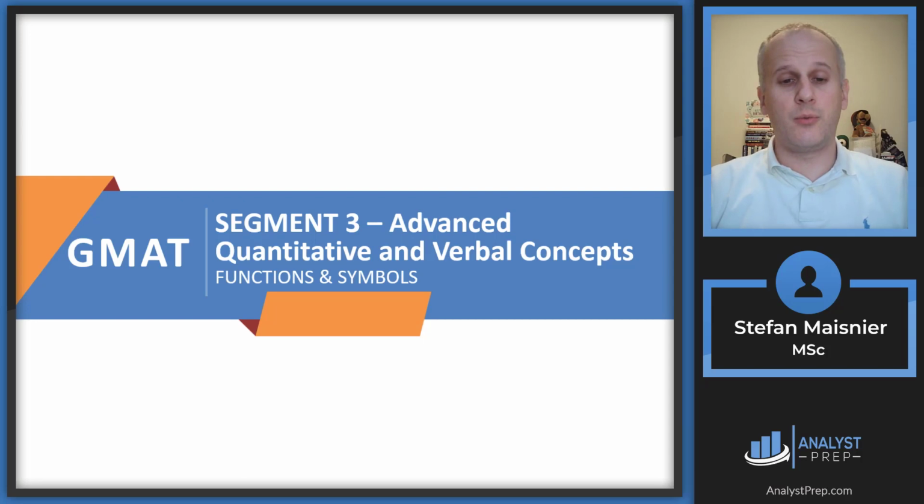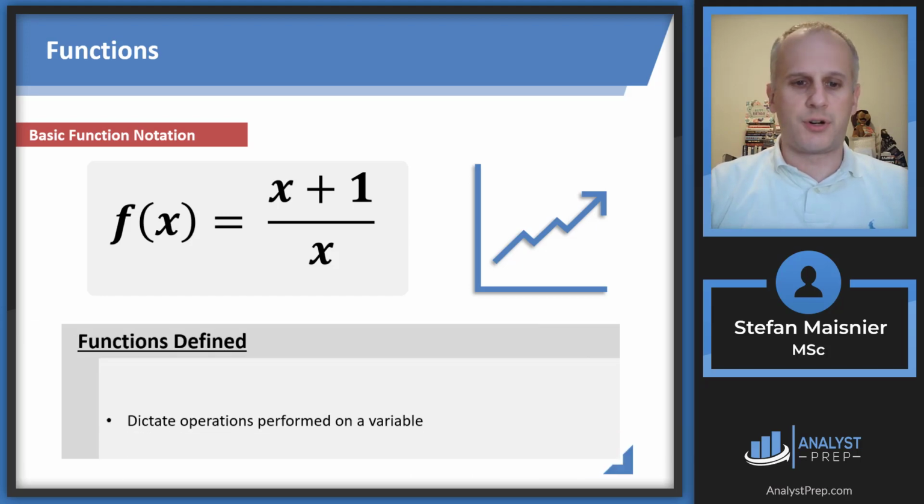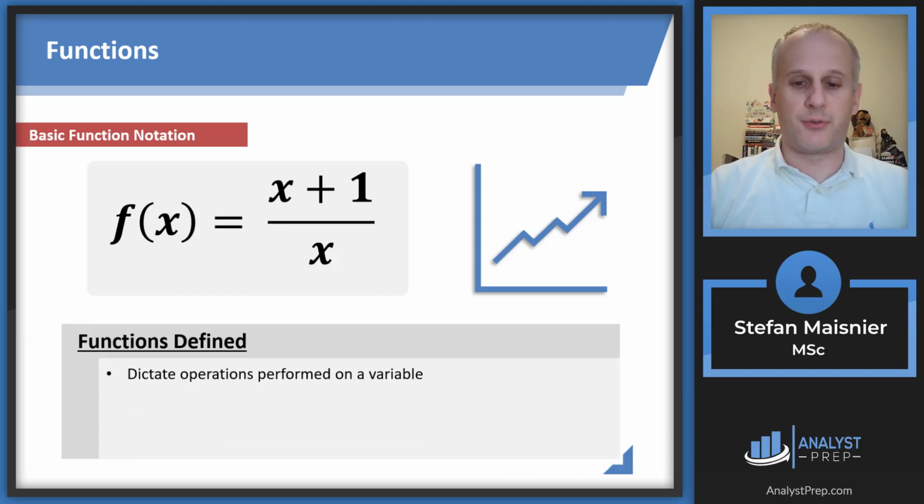In this lesson, we'll talk about another of the advanced topics on the GMAT exam, and that's going to be functions and weird symbols. So this problem here on the screen is setting up basic function notation. We can see an f with an x in parentheses and then an operation that is occurring to the right of the equal sign. Now, the way that functions work is they dictate operations performed on the variable. So whatever we plug in for x, we're going to add 1 to it and then divide by the value itself according to this function.